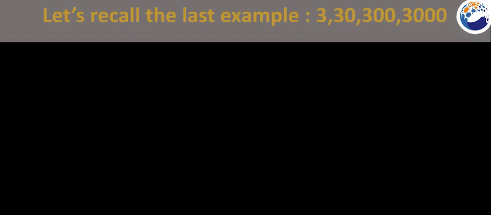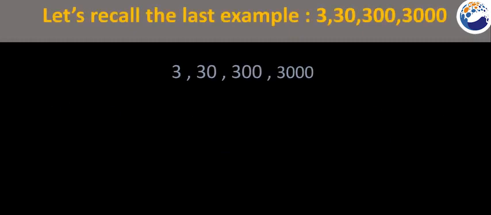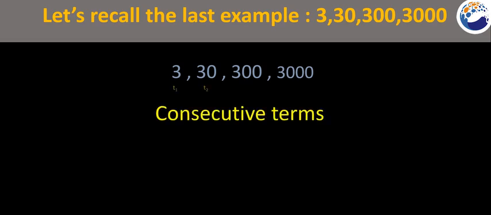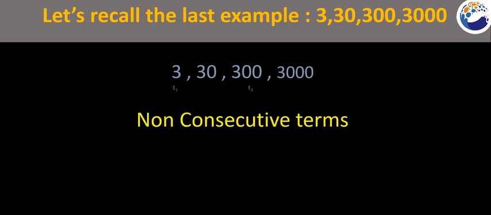Let us recall the last example once again. Here, T1 is equal to 3, T2 is equal to 30, T3 is equal to 300, T4 is equal to 3000. T1 and T2, T2 and T3, T3 and T4 are consecutive terms, meaning terms that come one after the other. T1 and T3, T2 and T4 are non-consecutive terms.